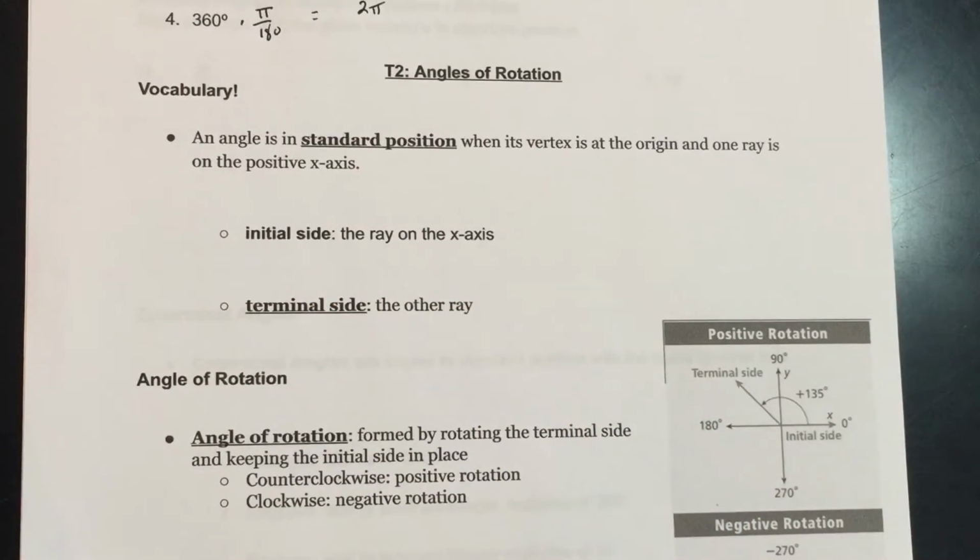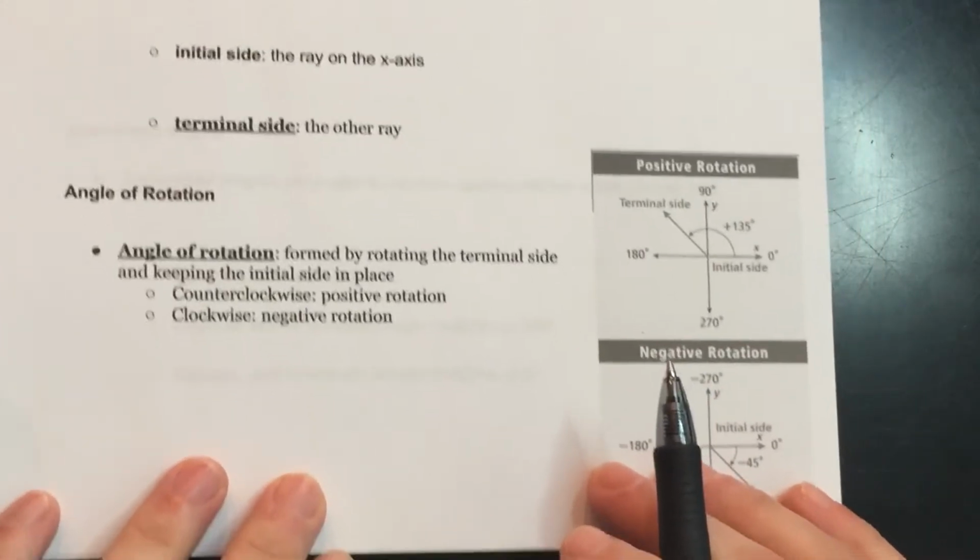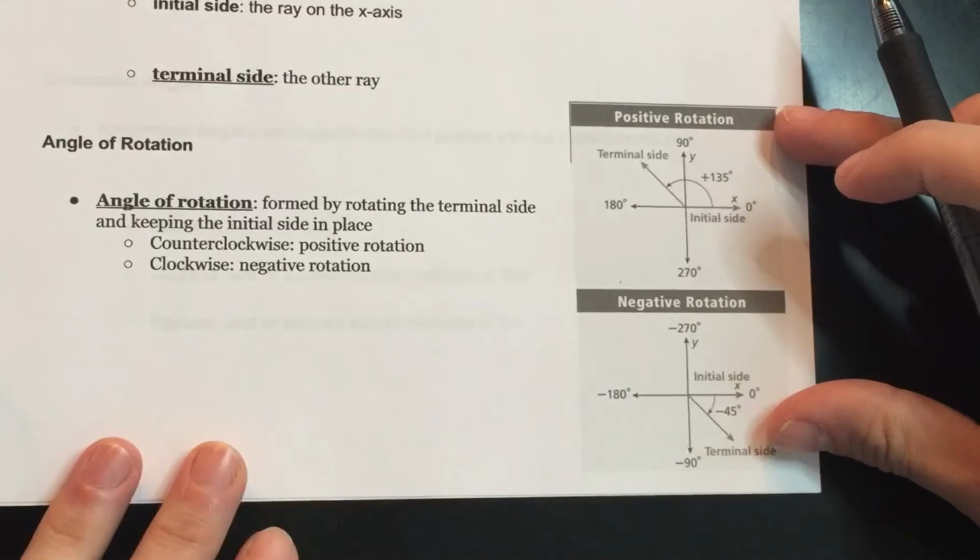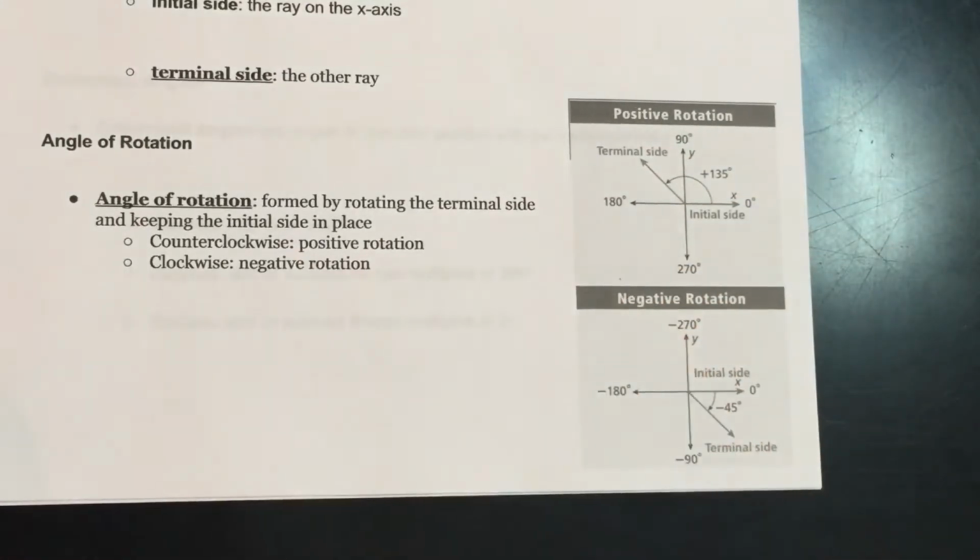An angle is in standard position when its vertex is at the origin and one ray is on the positive x-axis. The initial side is the ray on the x-axis, and the terminal side is the other ray. So we're going to look at these two angles drawn. First, let's just understand what a positive and negative angle is. The angle of rotation is formed by rotating the terminal side and keeping the initial side in place.